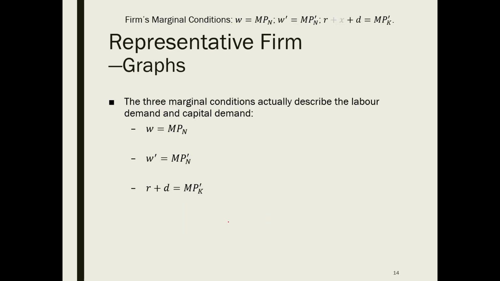The previous slide is the mathematical procedure to solve the firm's problem. We can of course show it in a graphical way. Let's apply the three-step approach to derive the shapes of the three conditions. The first condition is the intratemporal condition. W equals the marginal product of labor.